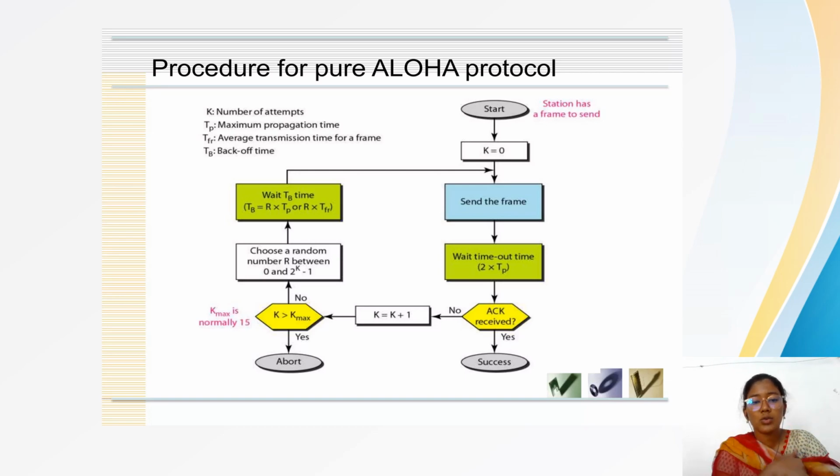If not, we choose a random number R between 0 and 2 power K minus 1. And then we need to wait for a back-off time that is R times Tp.